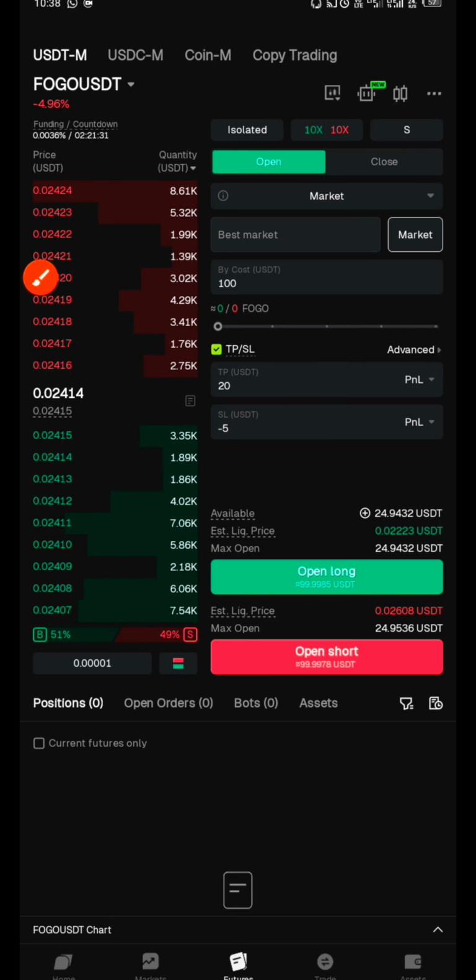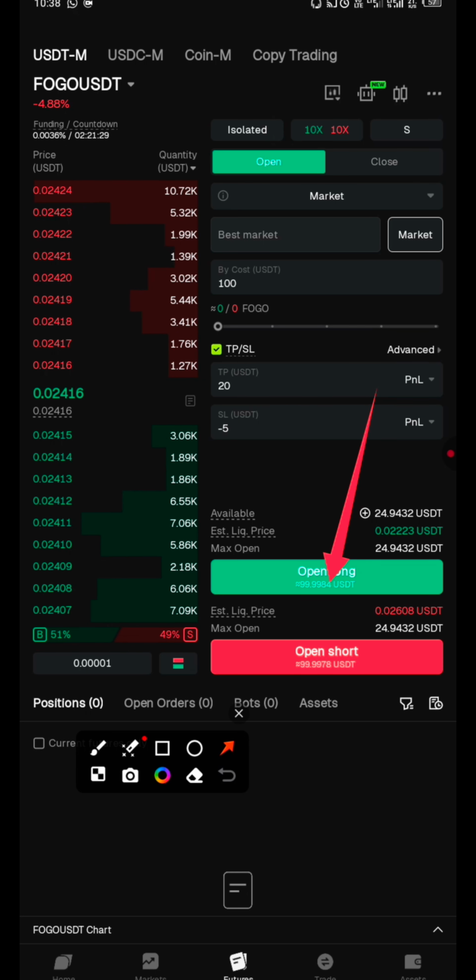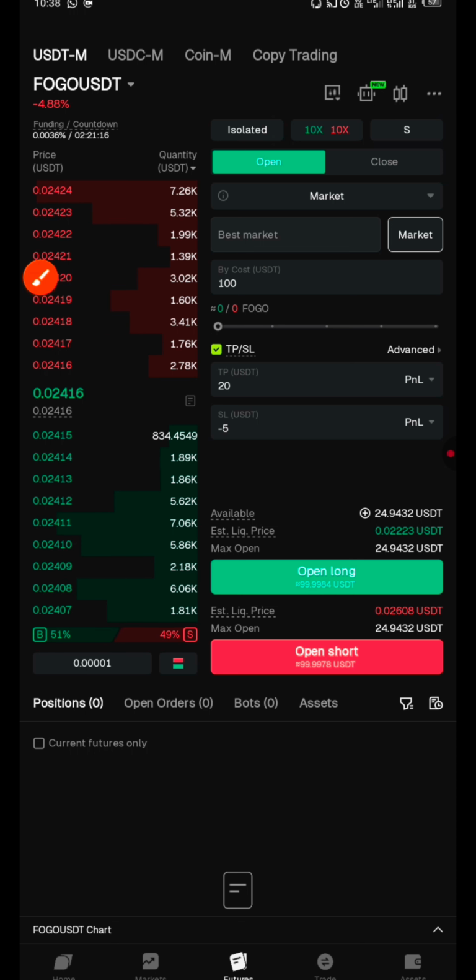Okay, so when you have done that, you now hit open long or open short. Open long means you're buying. Open short means you're selling. Simple. And make sure that this place is in open. Don't go and put it in close. It has to be on open. Okay, so these are the things you have to pay attention to.